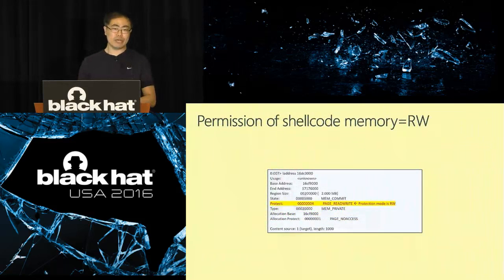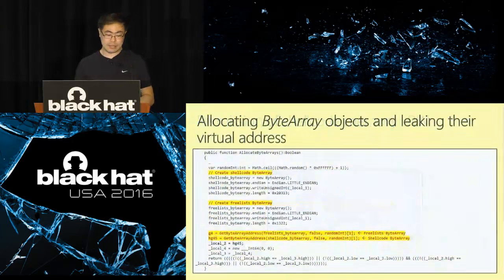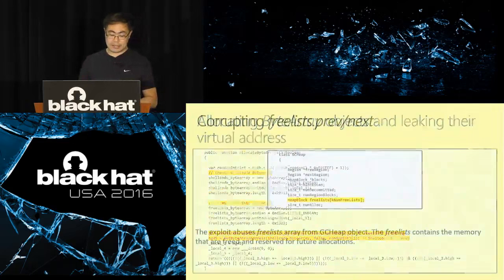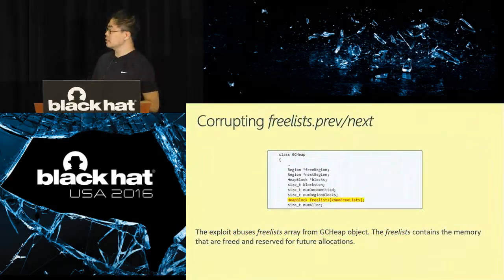And whenever you allocate buffers using the byte array object class from ActionScript, the default permission is RW. So even though you put some shellcode there, even though you redirect some control flow there, it will not execute anything because there is no executable bit set. But in this case, it uses a very interesting technique, and that is the free list override. If you look into class GC heap, it has a free list array.